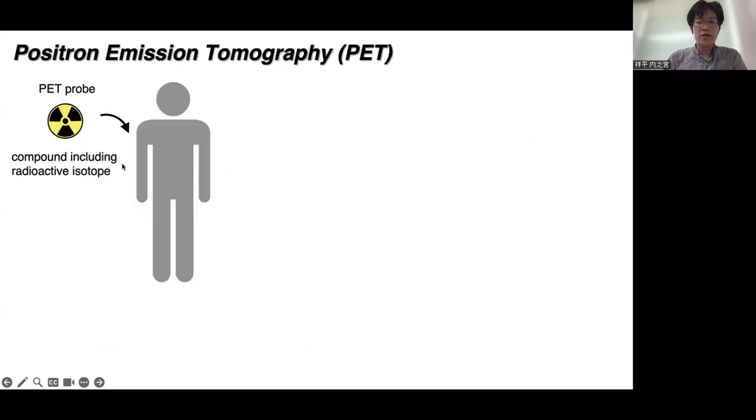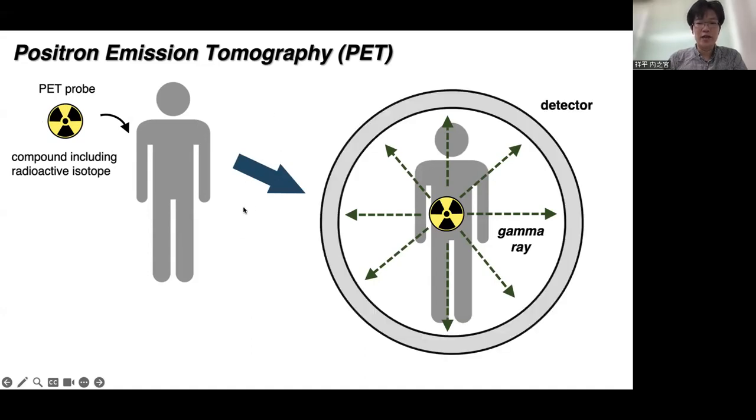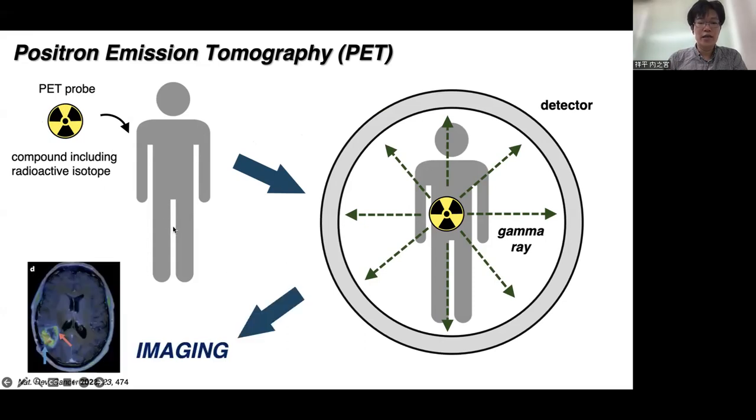Okay. And in PET imaging, a compound including a radioactive isotope is used as a probe. This probe is administered to our body, and gamma rays from this probe are detected. So like this, this is a detector, and this detector provides image information of the target, such as a cancer. This is the picture of a cancer in the brain. So here you can see the cancer clearly.